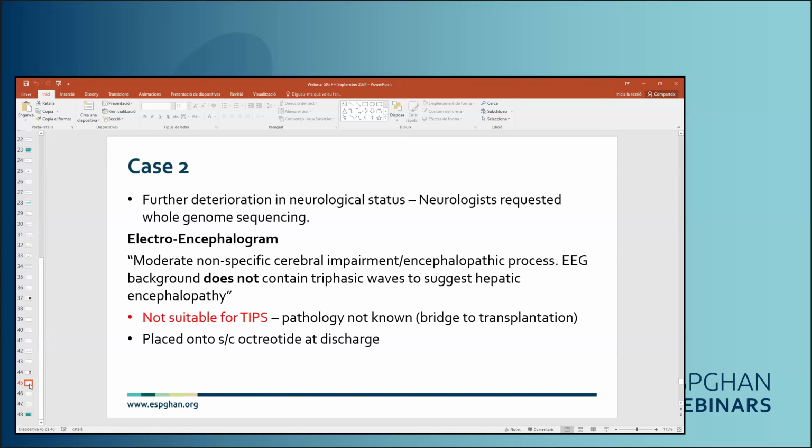So just like with our previous case, we thought, well, what can we do to prevent her bleeds? And we put her on subcut depot octreotide at the time of one of her endoscopy discharges. Next slide, please.